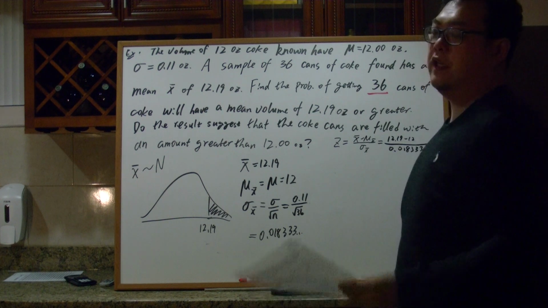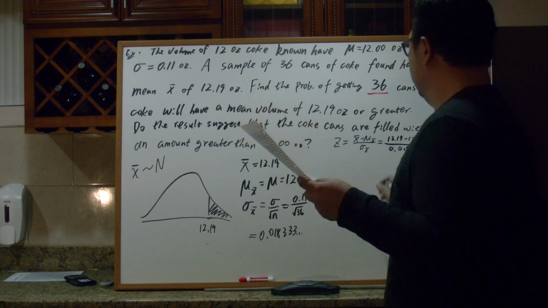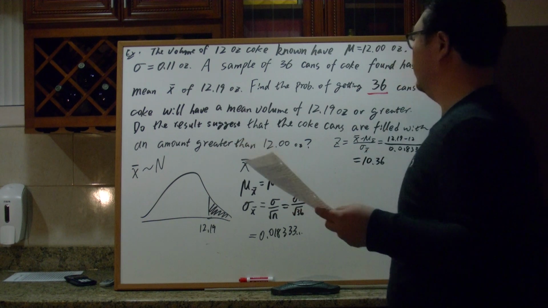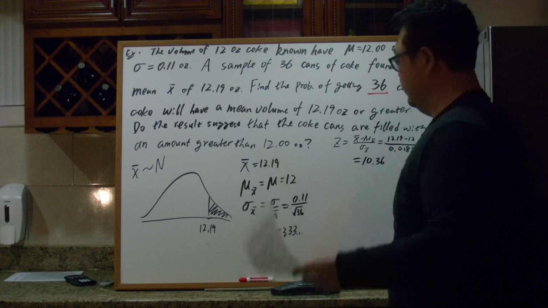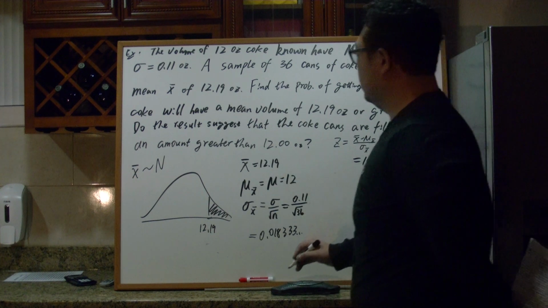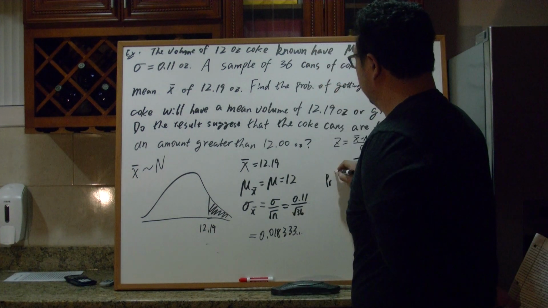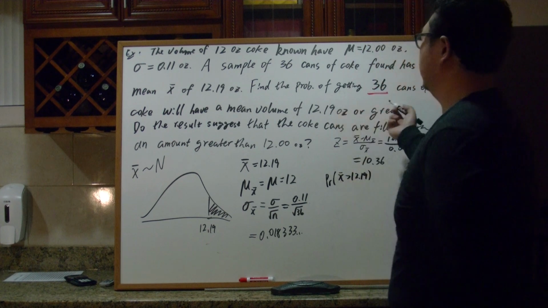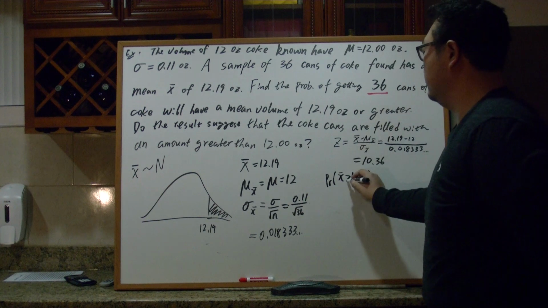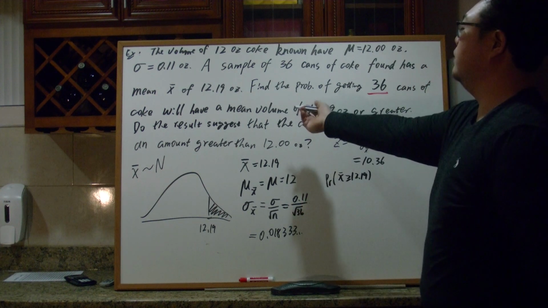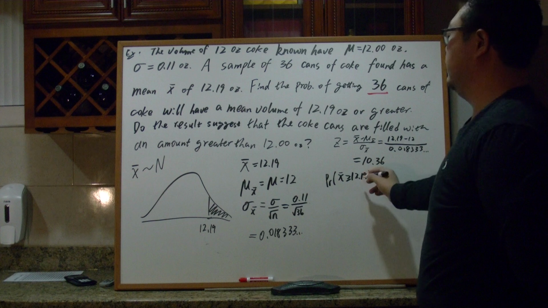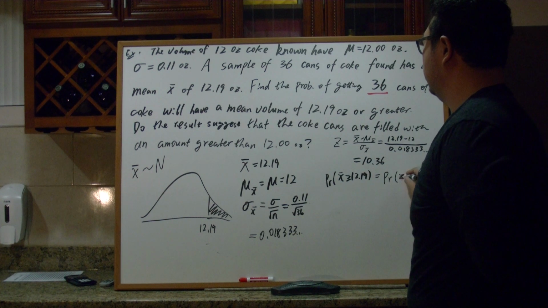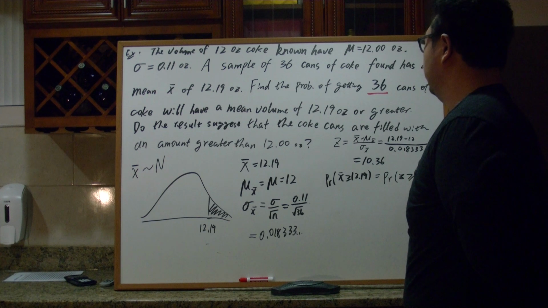Right, the more digits we keep, the more accurate the answer we get. And we get 10.36 as the z-score. So we're able to find the probability for the sample mean to be bigger than 12.19. The question was asking greater than or equal, same thing. Mean volume of 12.19 ounce or more is the same as finding the probability that the z-score is 10.36 or more.